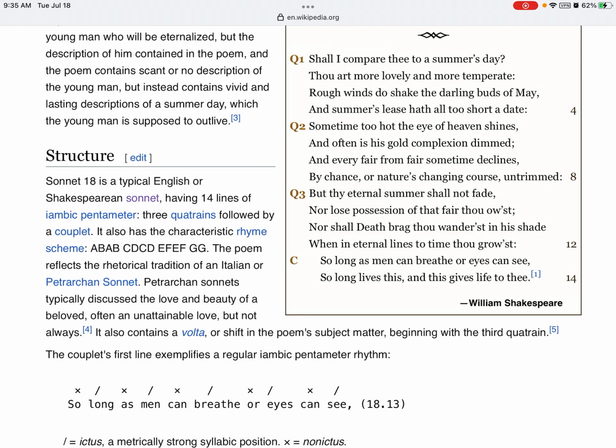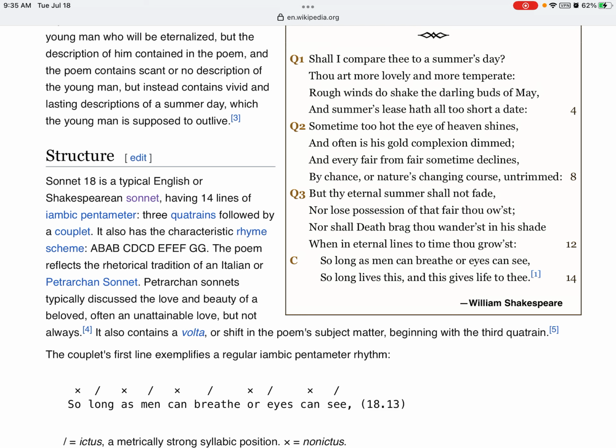Oh yeah, and then the rhyme scheme, A, B, A, B, C, D, C, D, E, F, E, F, G, G. So here's an example that the rhyme scheme has to do with the last words in the line. Shall I compare thee to a summer's day? Thou art more lovely and more temperate. Rough winds do shake the darling buds of May, and summer's lease hath all too short a date. So the rhymes there are day and May, that's the A. Temperate and date are B, so A, B, A, B.